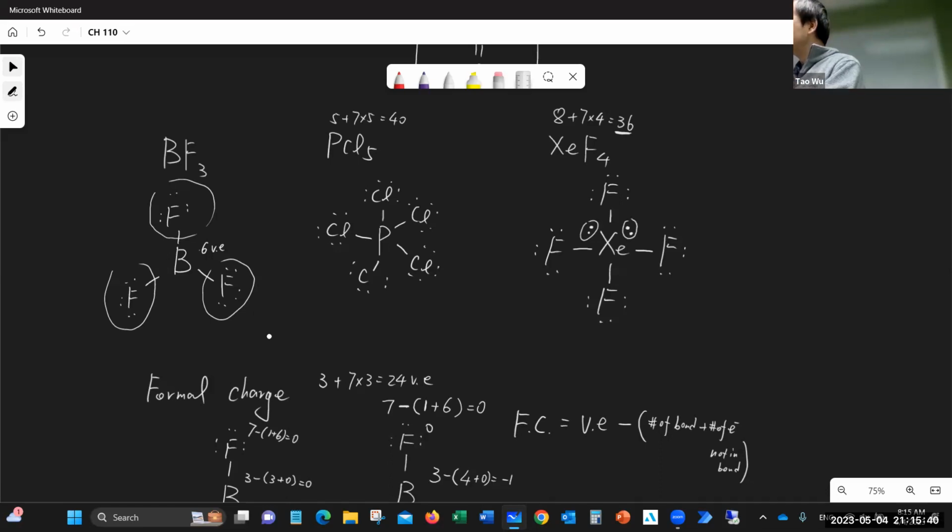And also we talk about if you have extra dots, you need to assign them to the central atom, and each of the dots should be paired. If you have 4 dots extra, then you have 2 pairs. If you have 1 dot extra, then you have just 1 paired electron. Do not put the dots separately around the central atom.